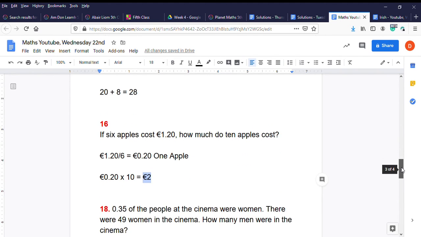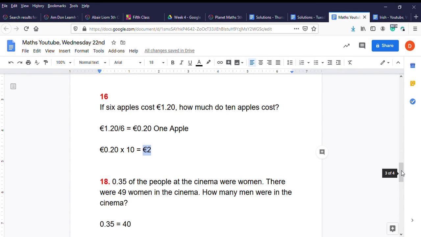Number 18 in Planet Maths today is very tricky. It's a question that, broadly speaking, is similar to what I have here. I'm going to read this question now. 0.35 of the people at the cinema were women. There were 49 women in the cinema. How many men were in the cinema? Well, we know that 0.35 were women and there were 49 women.